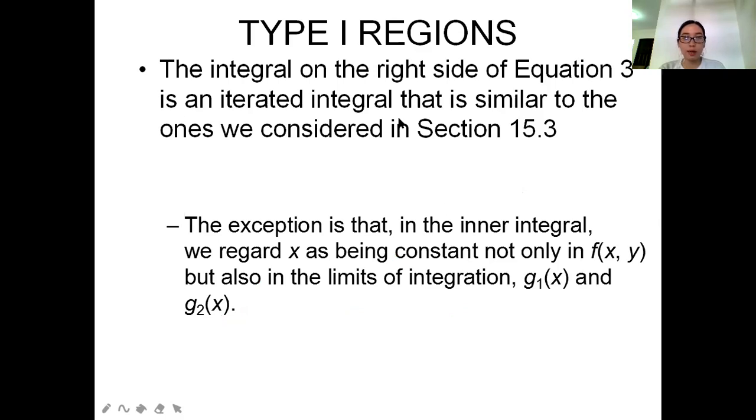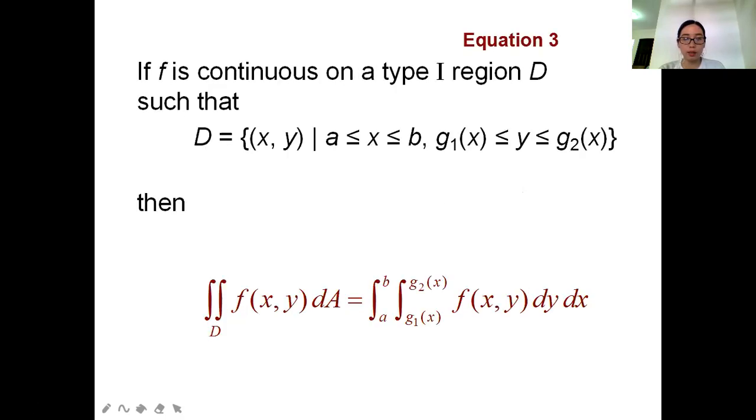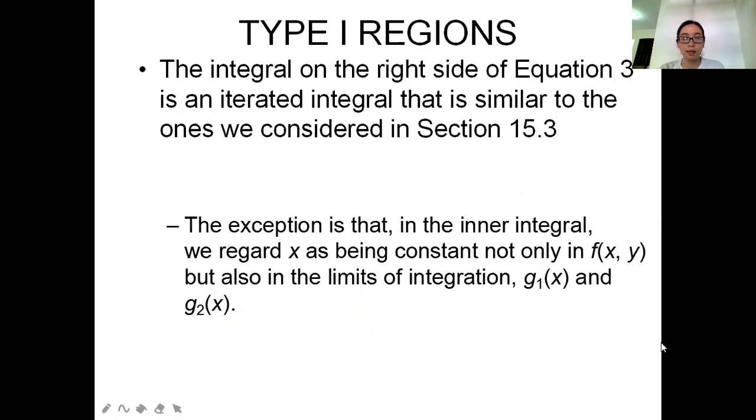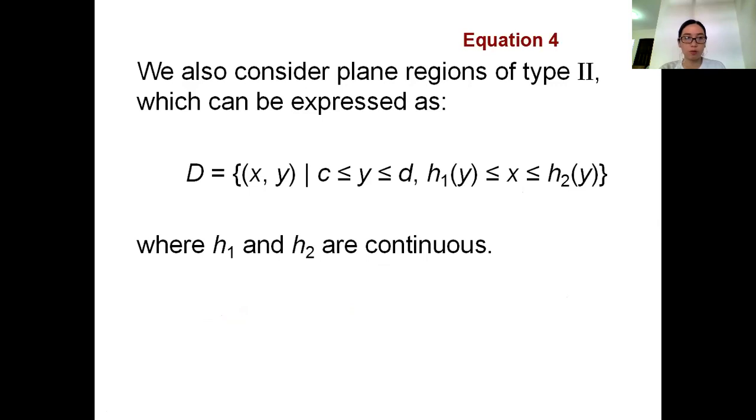The integral on the right side of equation 3 is an iterated integral that is similar to the ones we considered in our previous topic. The exception is that in the inner integral, we regard x as being constant, not y. So now we have limits of integration g sub 1 of x and g sub 2 of x. So how do we solve this? We will see it in the example, okay?